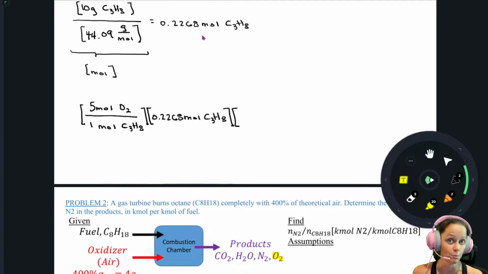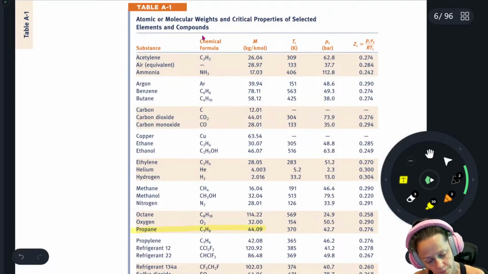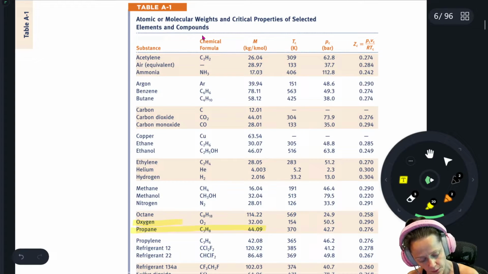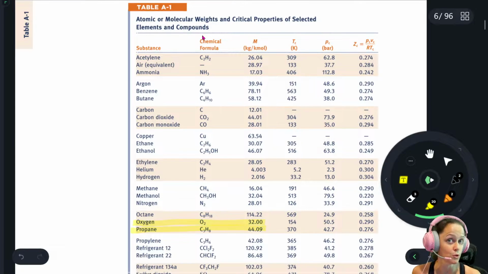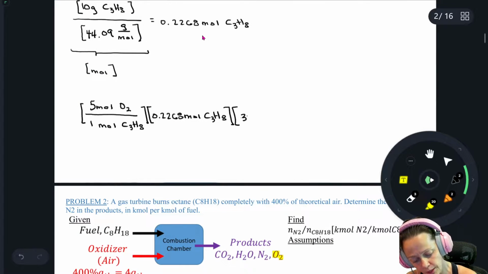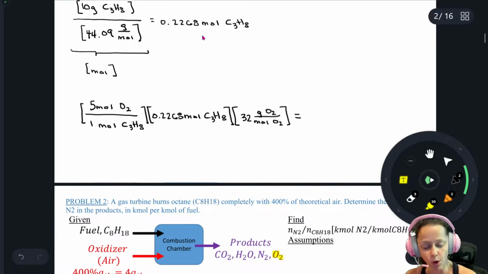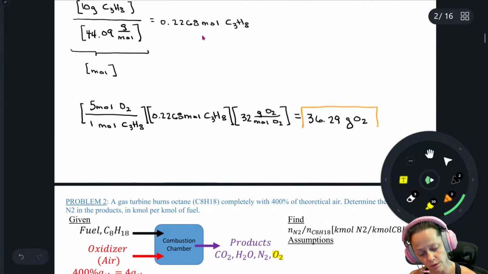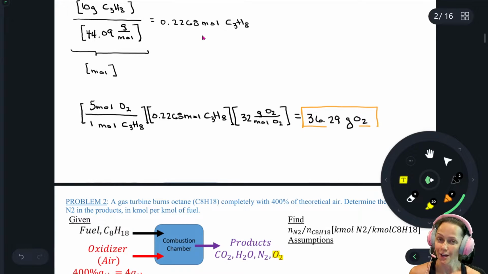I need the mass of oxygen required for this. So for that, I need my molar mass. So for oxygen, go back to table A1. There we go. 32 kilograms per kilomole, which is the same thing as grams per mole. So let's go ahead and put that there. So I got 32 grams of oxygen per mole of oxygen. Right? And so all that should give me the grams of oxygen, and I've got 36.29 grams of oxygen. Perfect. Awesome. All right, so let's go to problem 2.